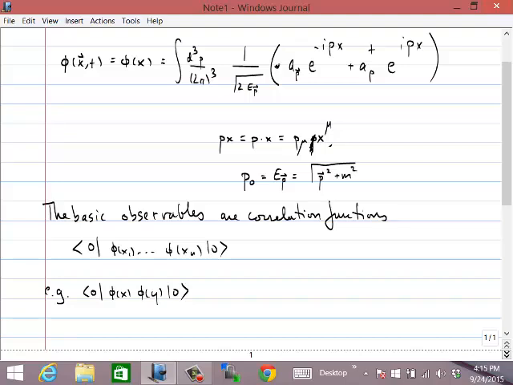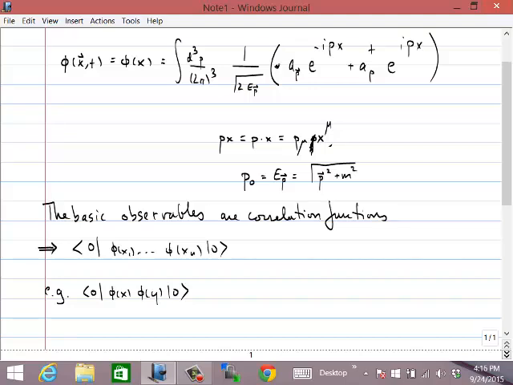Or if you have one of these more complicated observables, it could be a 12-point function where you have 12 different phi's at 12 different points. And that would describe some very complicated process where you have particles that are being created and destroyed at 12 different points in space-time. So these are the basic observables of the system. Essentially, these are the things that we're going to spend the whole semester computing for various different sorts of field theories.